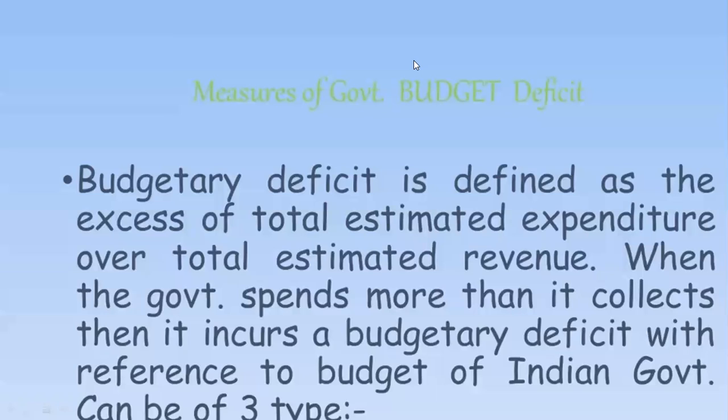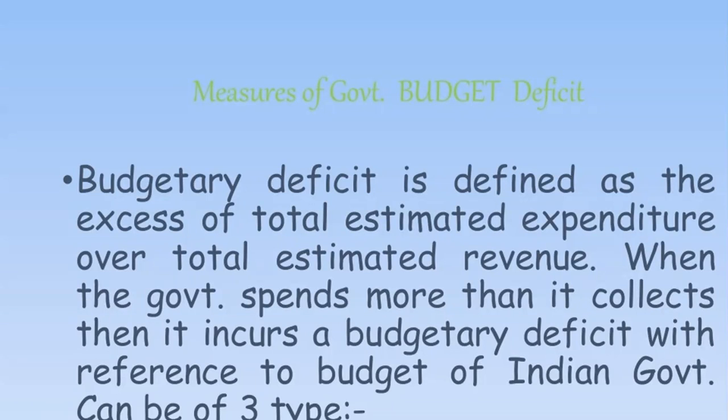Now we will discuss the measures of the government deficit, or you can say measures of the government budget deficit. The budgetary deficit can be of three types: revenue deficit, fiscal deficit, and primary deficit. First of all, I will explain the definition of the budgetary deficit. Then we will discuss all three types, revenue, fiscal, and primary, in detail.